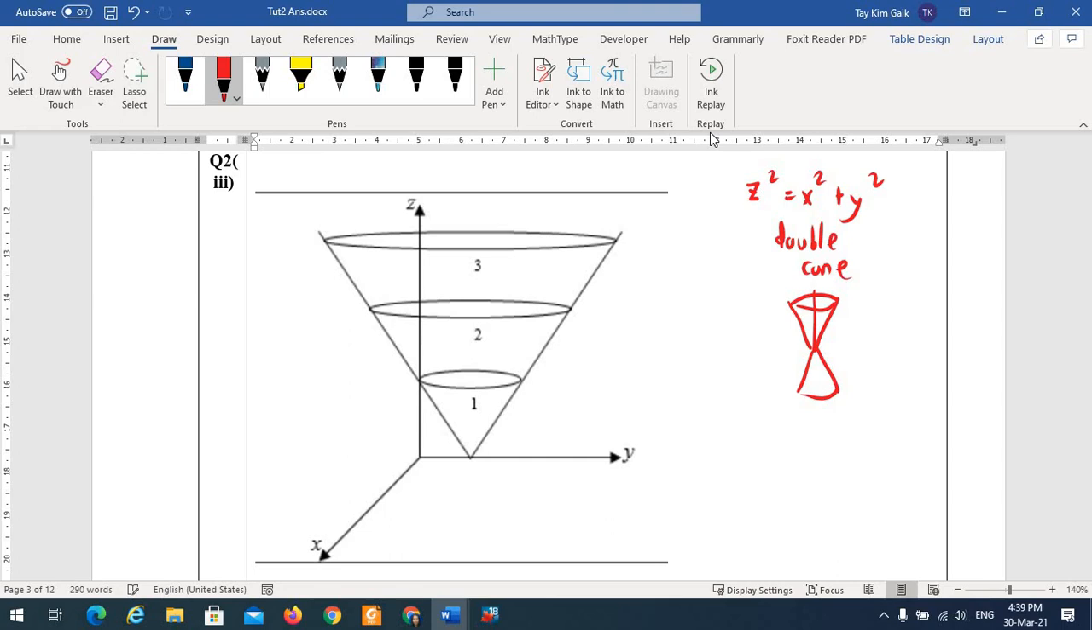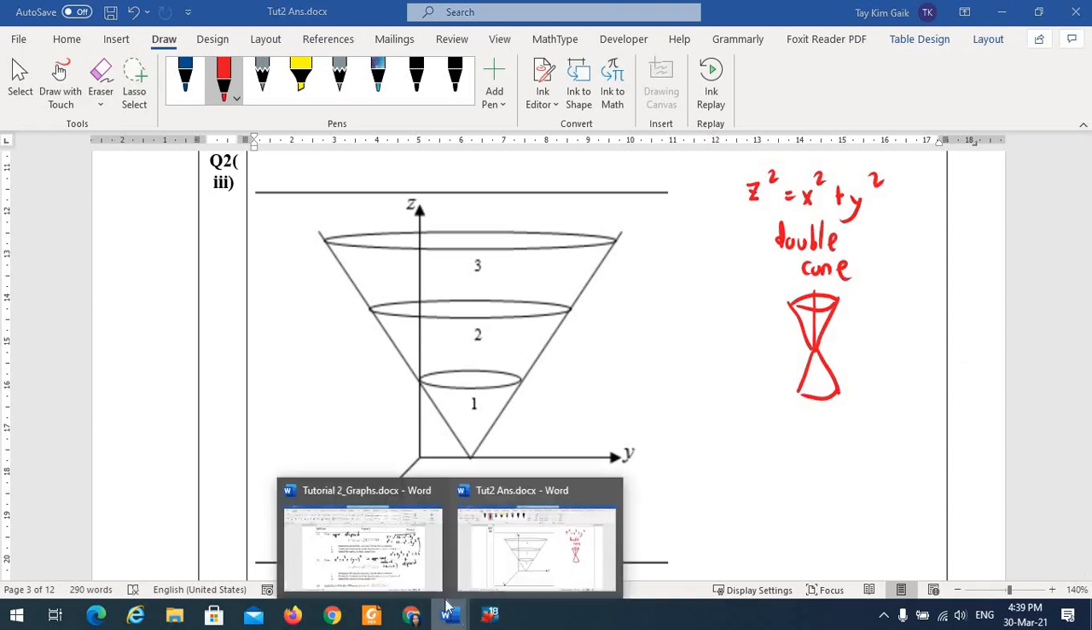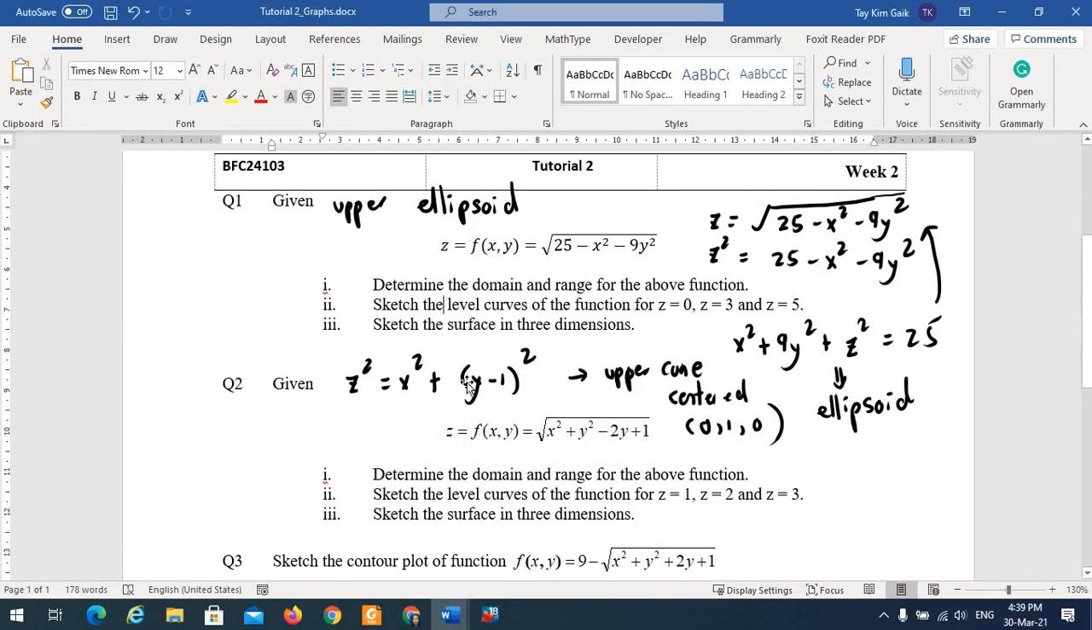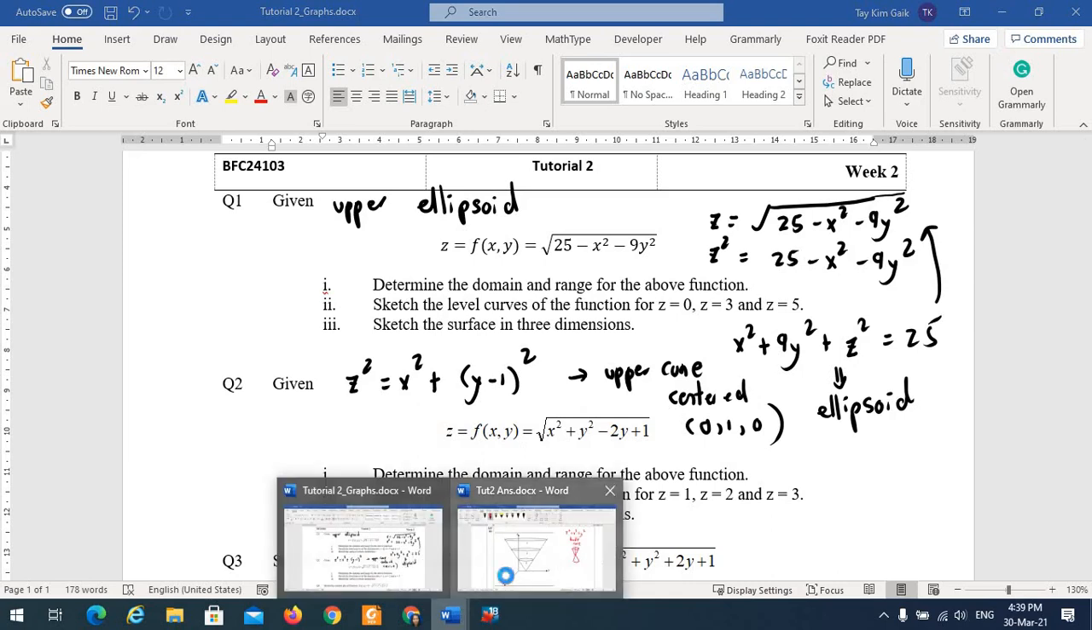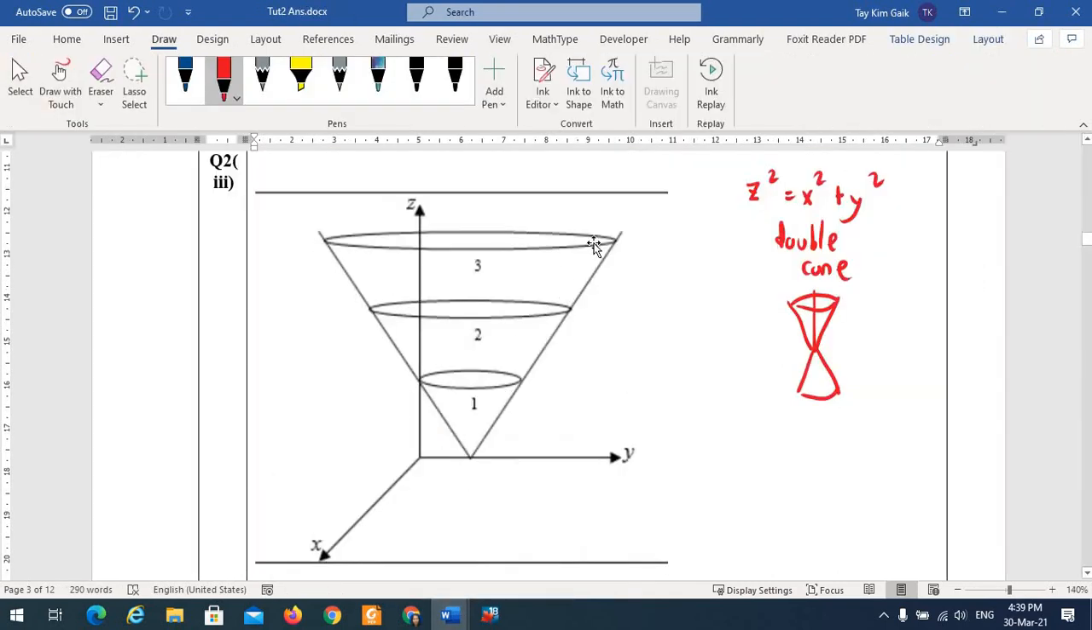But now in the equation here, y is shifted to positive 1. y minus 1 squared means y is shifted by 1 unit. And we are not sketching the whole cone. We sketch the positive z, that's why we get only the upper part, or we call it an upper cone. So this is question 2.